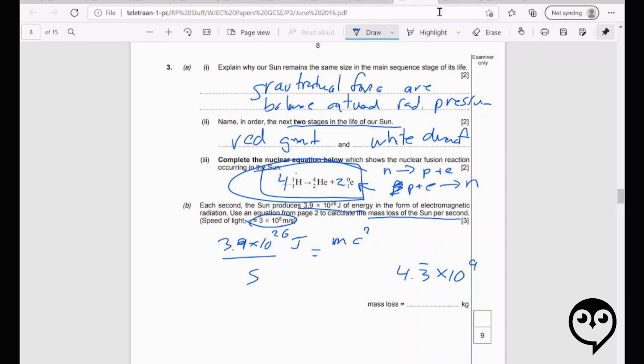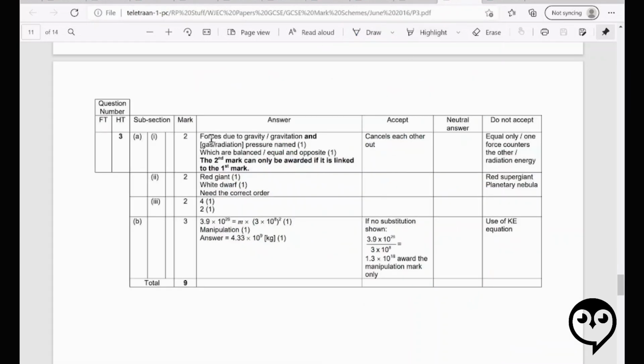Let's take a look at the mark scheme. Right, so forces of gravity and radiation. Yeah, radiation pressure, that's fine. They're named, and we said they're balanced. Okay, so that's good. Red giant, white dwarf. Good. We need to be in correct order. Yes, they do. What's this? 4 and 2. Yeah, so we had the 4 and the 2. There might be some other details as to why that works out, but that's the way it is.